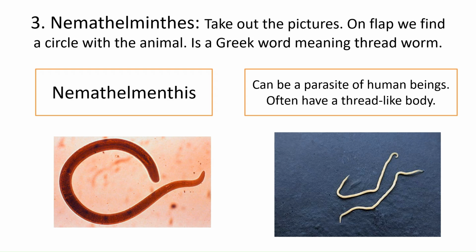The next folder is for the Nemathelminthes. Take out the pictures. On the flap we find a circle with an animal. This is a Greek word meaning threadworm. You can see the labels and the descriptions. So Nemathelminthes can be a parasite of human beings, often have a thread-like body. If you remember, these are mostly found inside humans. So they are also called threadworms.